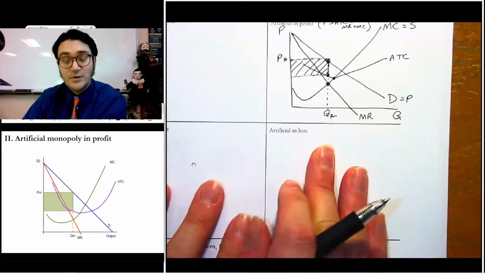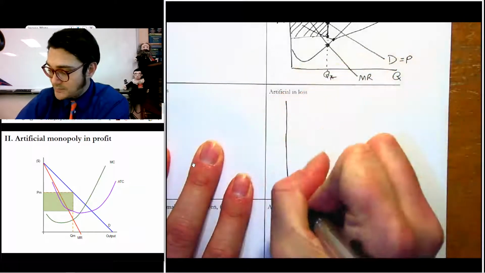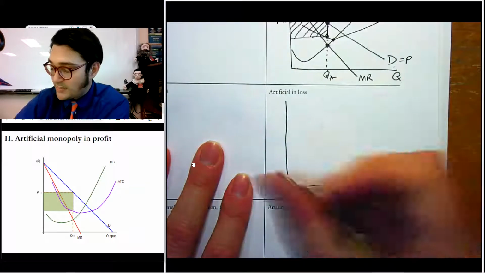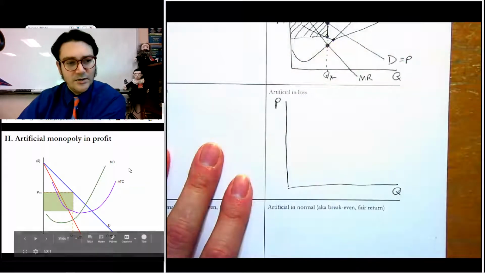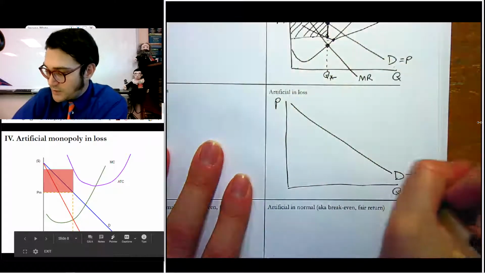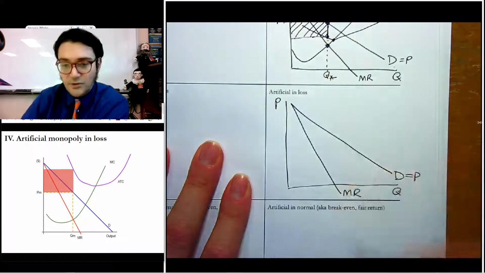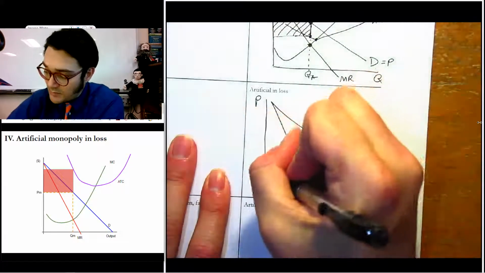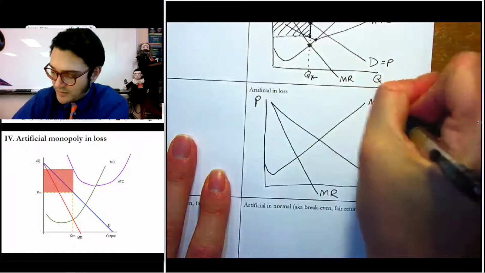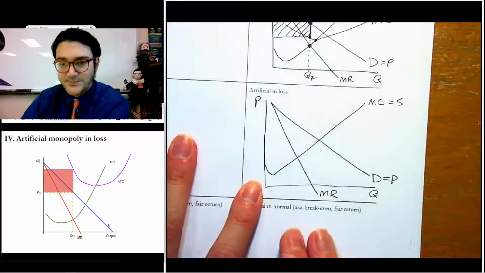Now, that's the artificial monopoly in profit. Now we're going to take a look at what it would look like in a loss. And it's going to look pretty similar. We're going to start the same way, price and quantity. I'll go ahead and advance our slides here. Demand, which equals the price, downward sloping, really steep marginal revenue there. And then marginal cost, down and up. That was not very much of a down, was it? And that's the supply curve for this firm.